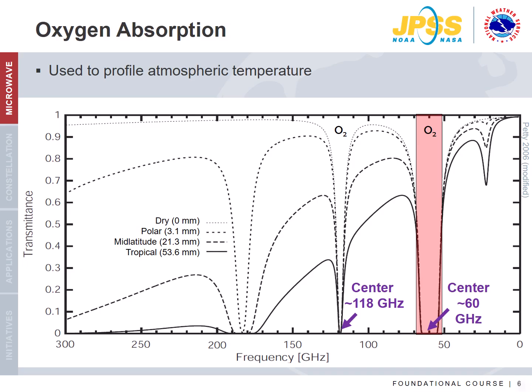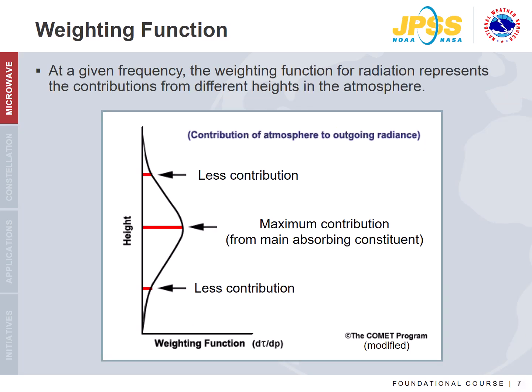An atmospheric temperature profile is obtained when measurements are captured for a series of closely spaced narrow frequency ranges on the edge of a strong oxygen absorption band, in this case, near 60 GHz. The concept of the weighting function will help us to understand how this works. At a given frequency, the weighting function for radiation represents the contributions from different heights in the atmosphere. The closer the measured frequency is to the maximum absorption for a well-mixed constituent, the higher in the atmosphere the weighting function will peak.